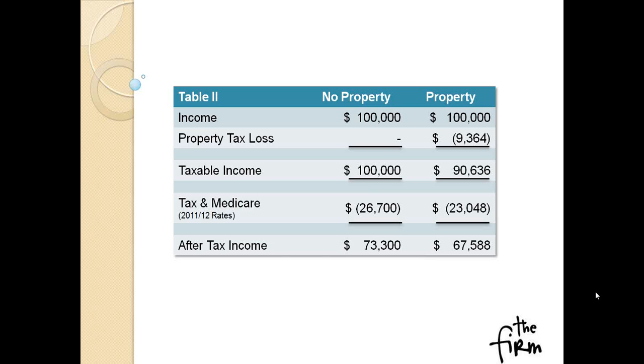On the right-hand side, we have factored in the rental loss that Ashley has from his new property. Same salary income of $100,000, but the rental loss of $9,364 has reduced his income to a bit over 90 grand. Ashley needs to pay $23,048 tax on this income, leaving him with an after-tax income of $67,588.